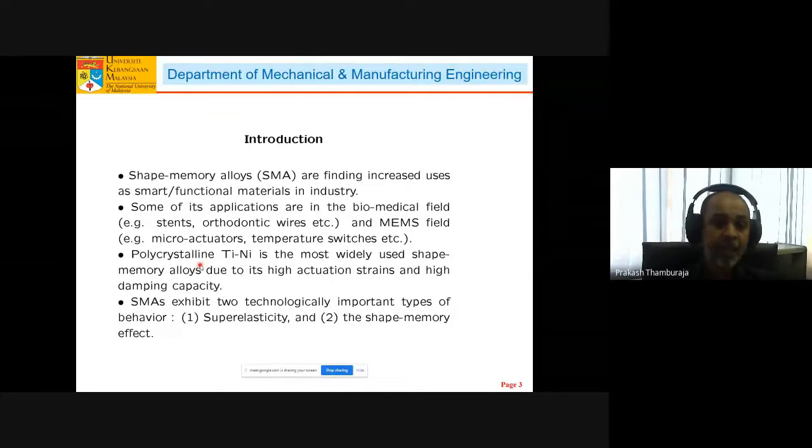Okay, so due to its ability to exist in different stable phases, which I'll explain shortly, it exhibits two technologically important types of behavior. One is called the superelastic behavior or the high temperature behavior, and the other is called the shape memory effect or the low temperature behavior. We will describe the second effect more because that is the main focus of my talk, although I do touch a bit on the superelastic effect towards the end of my presentation.